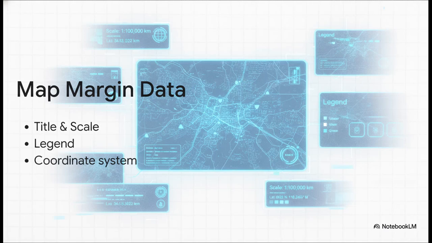And finally, we have the map margin. Think of this as the metadata readout panel placed just outside the frame. It holds all the nitty-gritty stuff: title, scale, orientation, legend, coordinate system, copyright. But here's a really fascinating detail. How necessary this data is depends entirely on what the map is actually for.